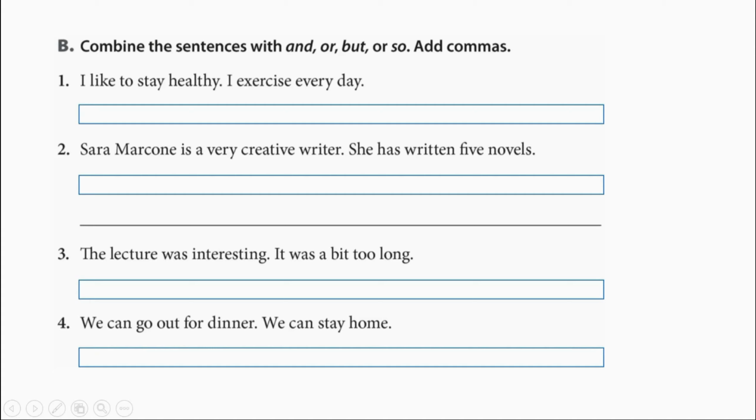I like to stay healthy. I exercise every day. So, because I like to stay healthy, I exercise. So when I do the exercise, it's a result of me liking to stay healthy. So it's a result. So we have to use so. Therefore, we write, I like to stay healthy, so I exercise every day.